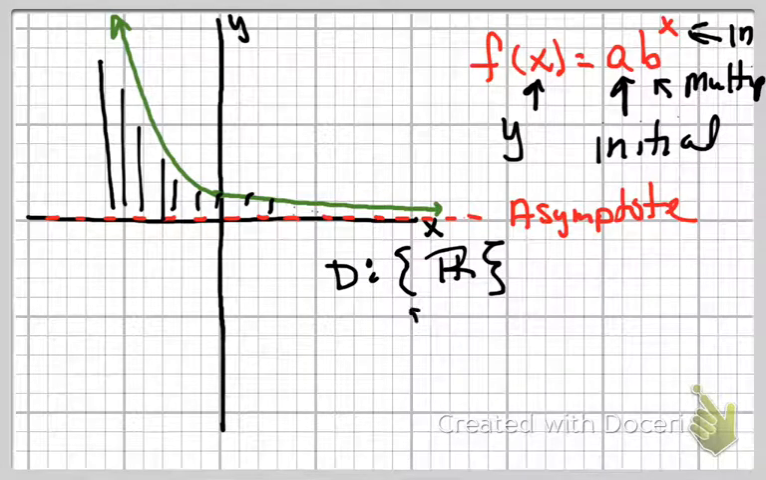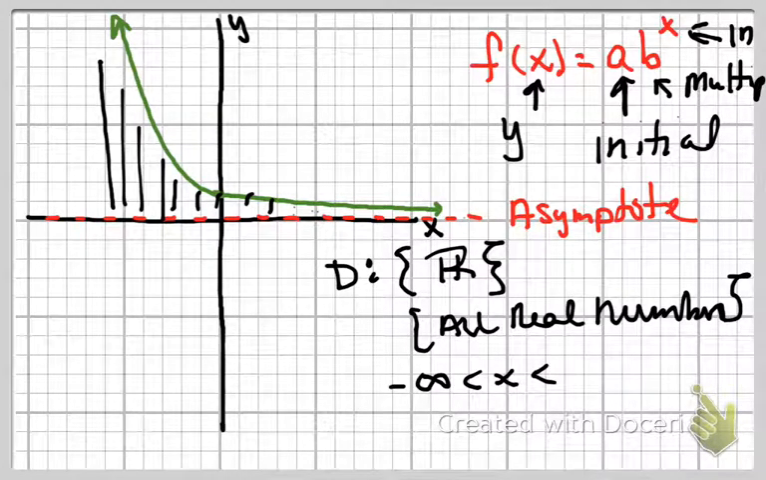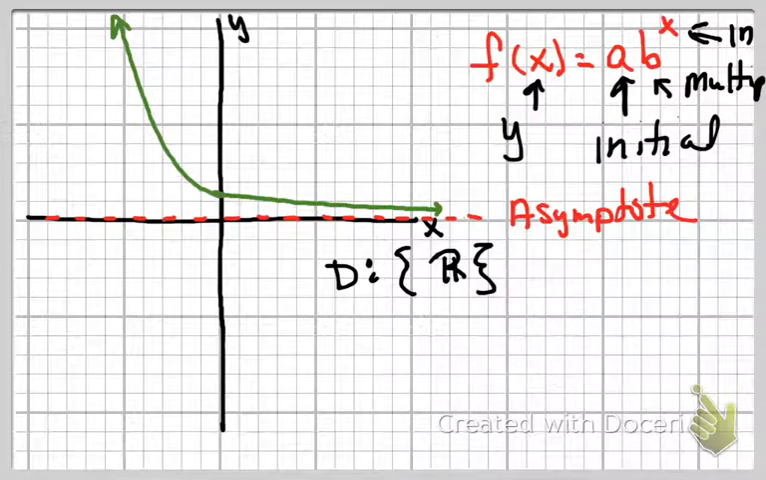Remember, this is also where you could write the words all real numbers. You could also write negative infinity is less than x, which is less than positive infinity. You could write that as well. For this purpose, I'll just leave it as the double bar symbol for all real numbers. The range is the y-axis, where it starts and stops on the y-axis.